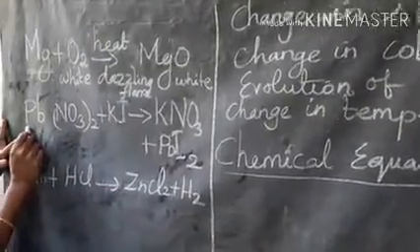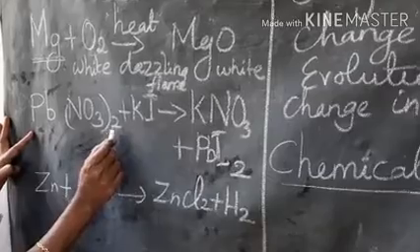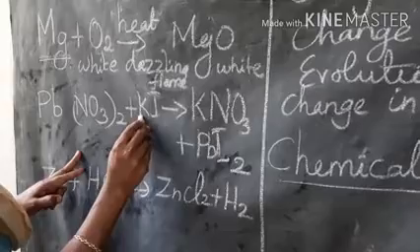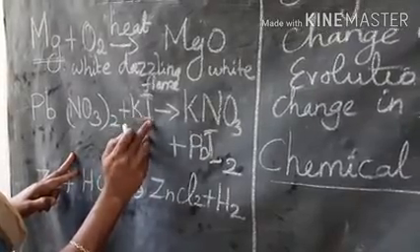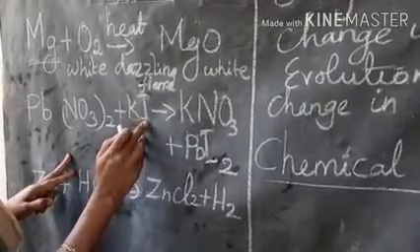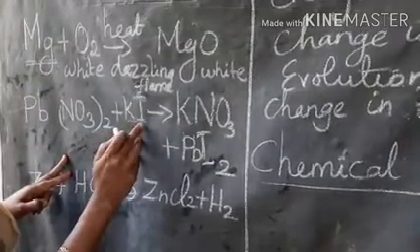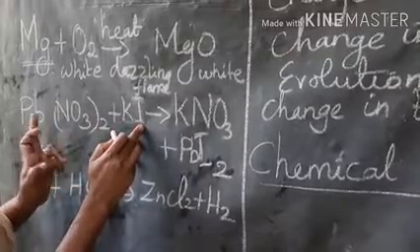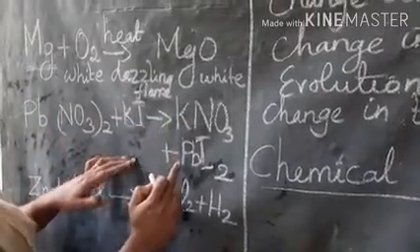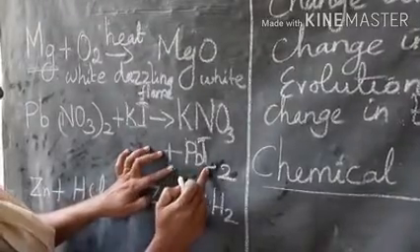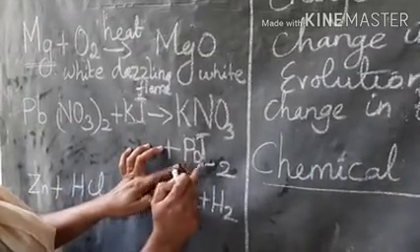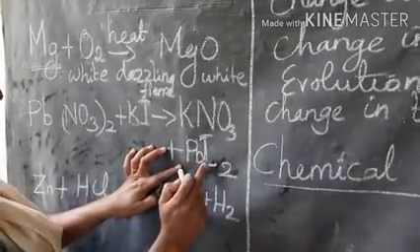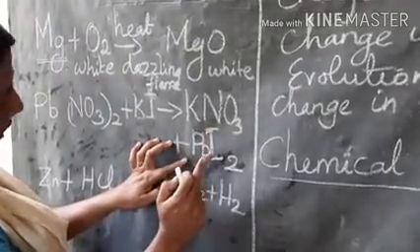Lead nitrate, formula Pb(NO3)2, is added with potassium iodide, KI. K is potassium, I is iodine, potassium iodide. After adding potassium iodide to lead nitrate, there is a formation of yellow color precipitate, that is lead iodide. Pb is lead, I is iodine, lead iodide is formed and potassium nitrate is formed.